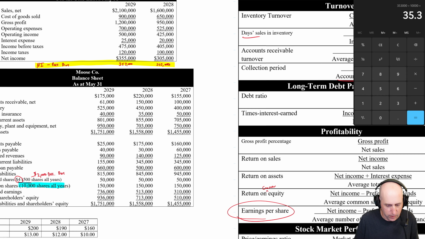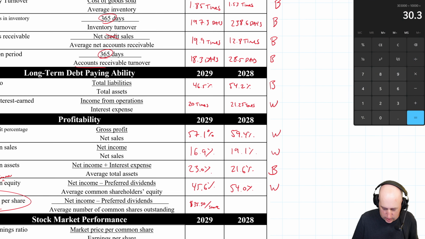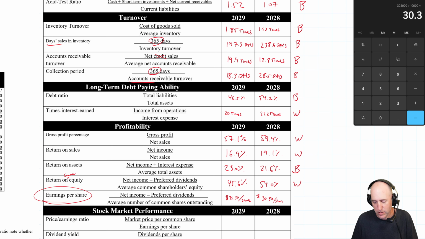$35.30 a share, and the year before, 303 divided by 10,000, I get $30.30 a share. So, did this get better or worse? Well, is it bigger or smaller? It's bigger. Bigger is better. Whew. So a real mixed bag there for profitability. I can tell you this is like the number that investors are typically looking at first, but it is not a home run here. I would call this a mixed bag as far as profitability goes.